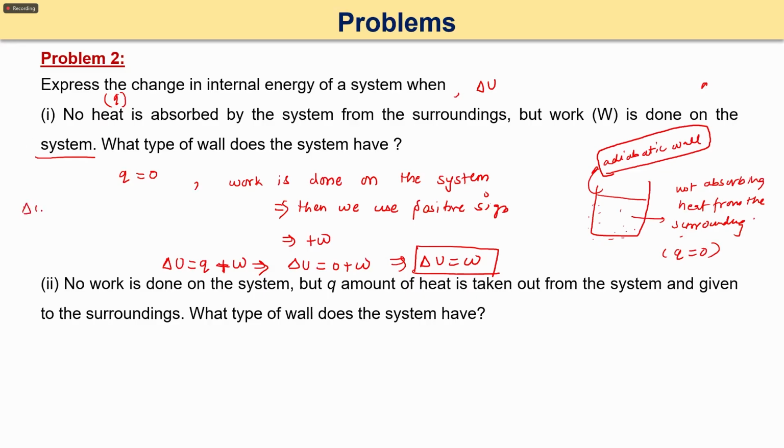So we have the answer. ΔU is nothing but the adiabatic work done, and what type of wall does the system have? We have adiabatic.